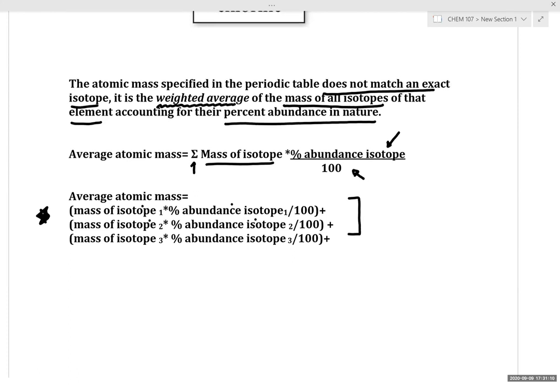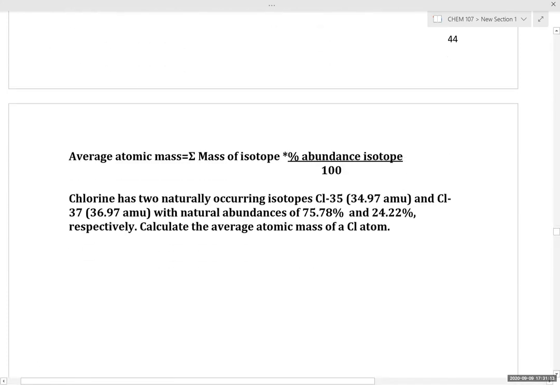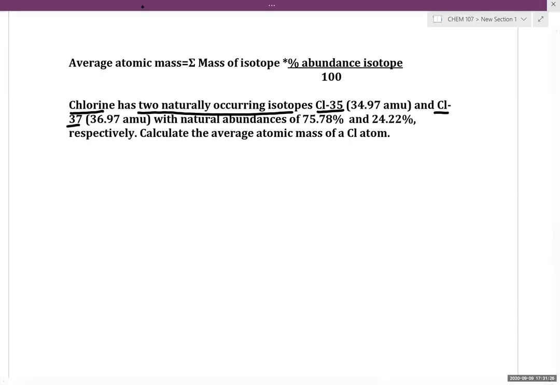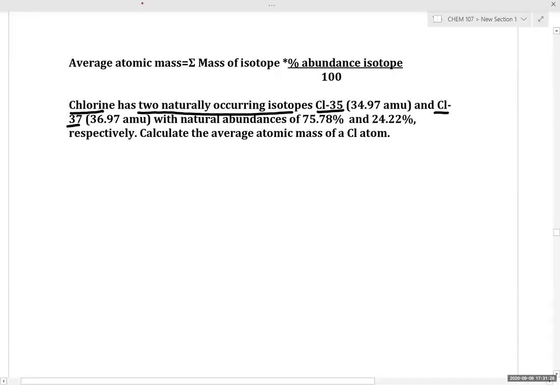To show how this is applied in practice, let's look at an example. Let's look at our good friend chlorine that we've established. We have two naturally occurring isotopes, chlorine-35 and chlorine-37. Now we're going to really analyze and read through this problem. The first thing that we need is the mass of each isotope. So I'm going to make two columns, chlorine-35 and chlorine-37. What are we given for the mass of chlorine-35?